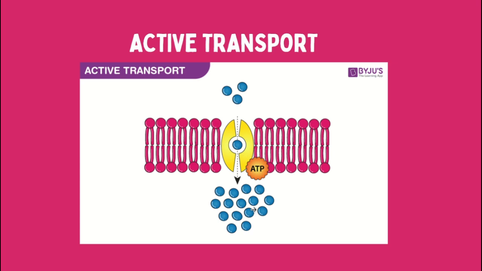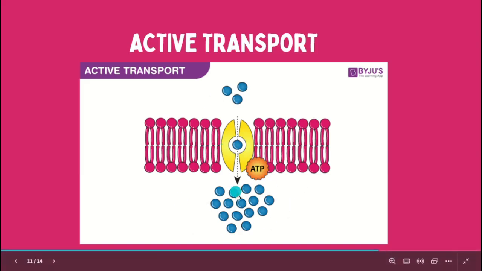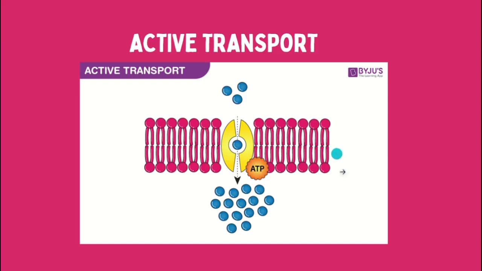So this is the reverse, because in simple diffusion, facilitated diffusion, and osmosis, molecules all moved from an area of high concentration to an area of low concentration. But in this situation, the molecules are moving from an area of low concentration to an area of high concentration. So it's almost the opposite, against a concentration gradient. It requires input of ATP.